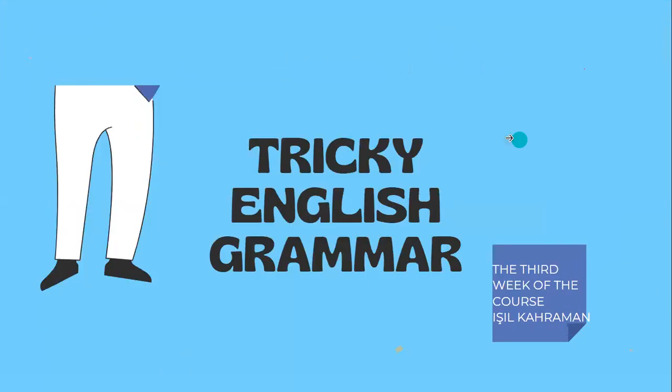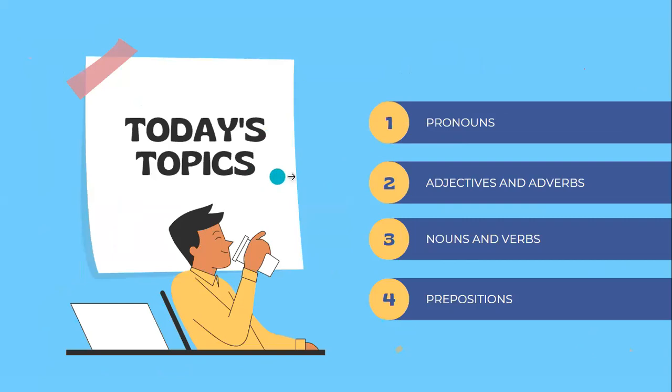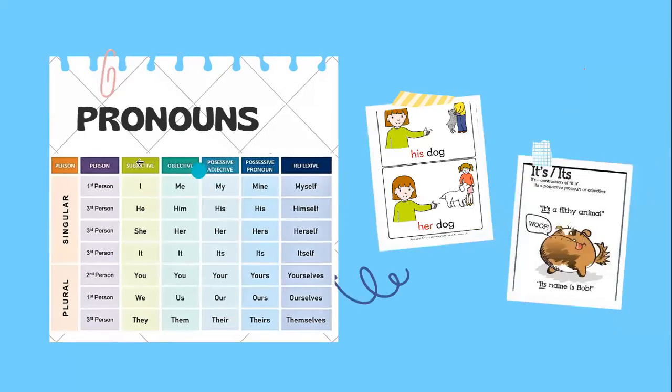the course. Now let's look at today's topics. Firstly, we will look into some pronouns. Then we will look into adjectives and adverbs, but the confusing parts. After that, we will look into nouns and verbs. Lastly, we will look into prepositions. Now let's continue with the pronouns.